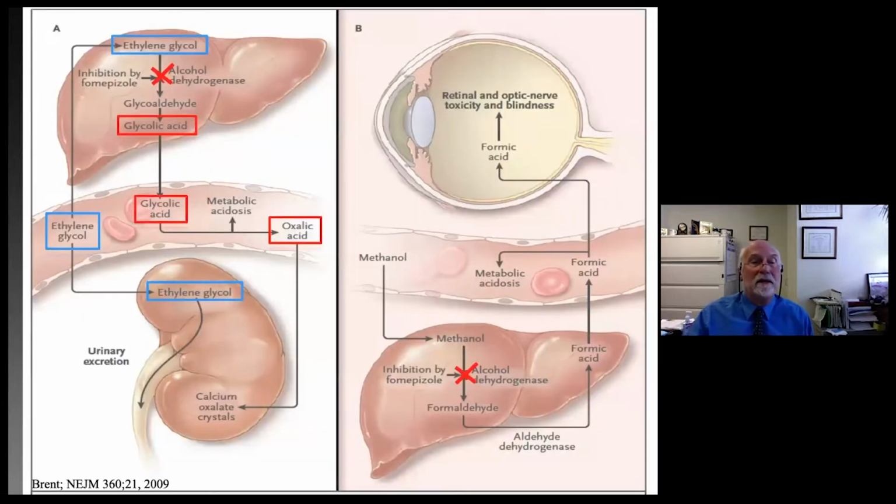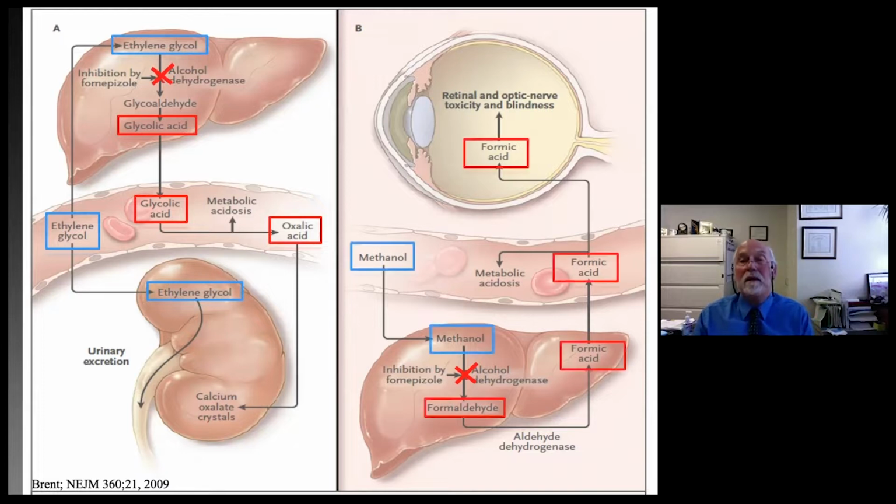They're not. This is a nice New England Journal review. It's now over 10 years old. Ethylene glycol ingested, absorbed by the liver, alcohol dehydrogenase converts it to glycolic acid, and you can block that up here with famotidine. Glycolic acid gets converted to oxalic acid, causing calcium oxalate crystals, can cause renal failure. You can see the calcium oxalate crystals in the urine. You can even see it in the eye grounds on occasion.